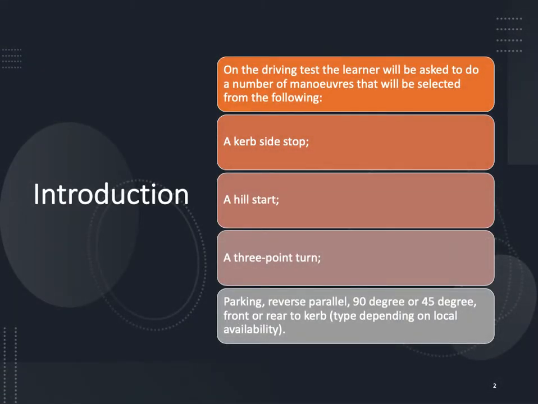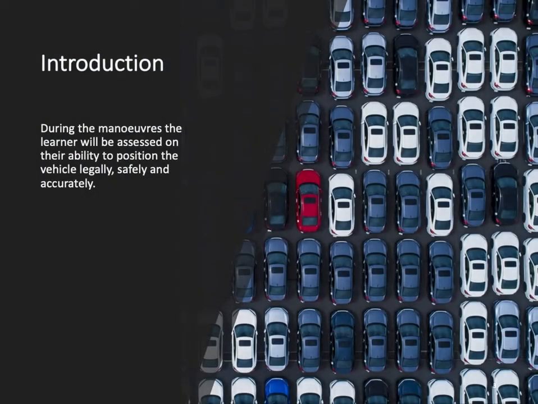On the driving test, the learner will be asked to do a number of manoeuvres that will be selected from the following: a curbside stop, a hill start, a three-point turn, parking, reverse parallel, 90-degree or 45-degree, front or rear to the curb, type depending on local availability. During the manoeuvres, the learner will be assessed on their ability to position the vehicle legally, safely, and accurately.